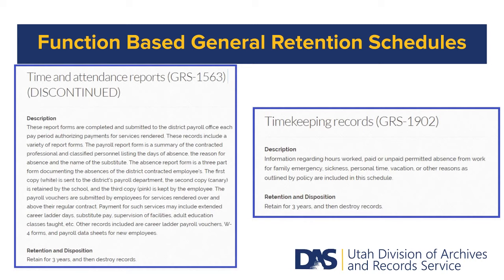So rather than having a general schedule like 1563 that's all about this form, this piece of paper in front of somebody and how long to keep it, we changed it to timekeeping records, which is just about the function of tracking how long somebody worked and the leave that they used. And then you have the retention is 3 years. The retention's the same, and it doesn't matter what the form is. It doesn't matter if it's electronic or if it's paper. The general retention schedule is about a function.